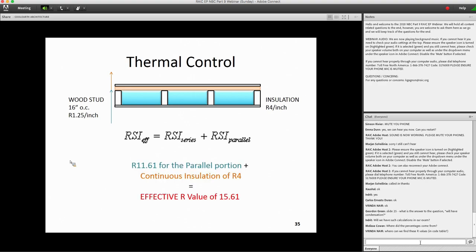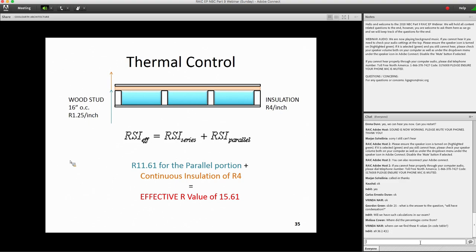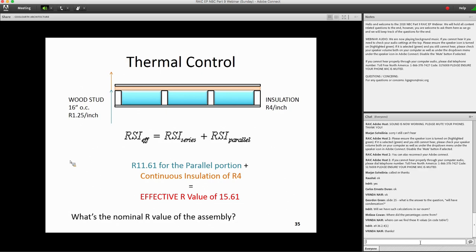So we have an R value of 11.61 in the parallel portion that we calculated before, and then we have an R4 on the continuous insulation. So the effective R value of this assembly is 15.61. So the question will be, what's the nominal? I would like to ask, what's the nominal R value for the assembly? And here we have the nominal value is R14 plus R4, so we get an R18, but the effective R value is 15.61.